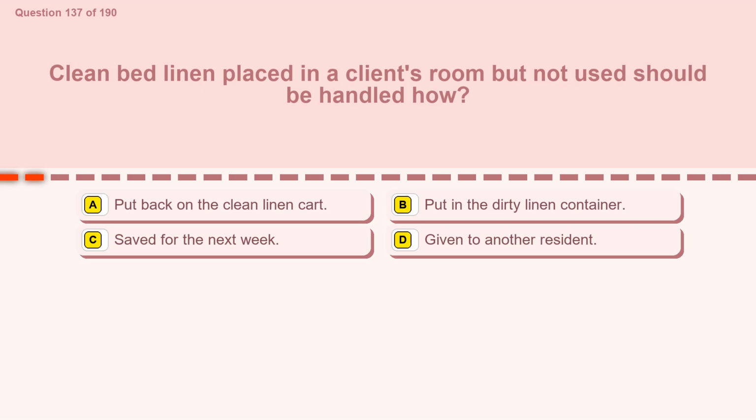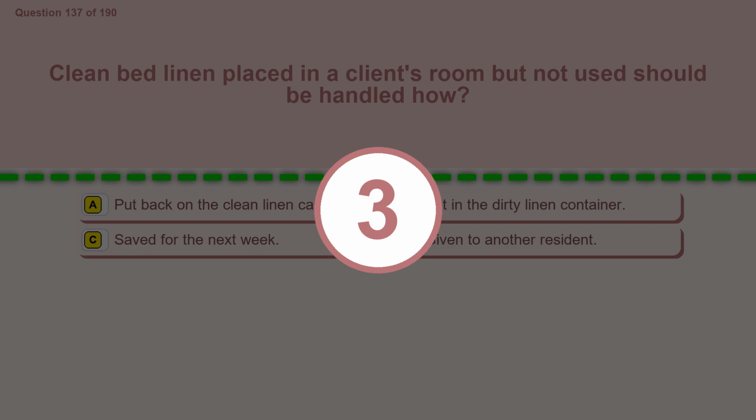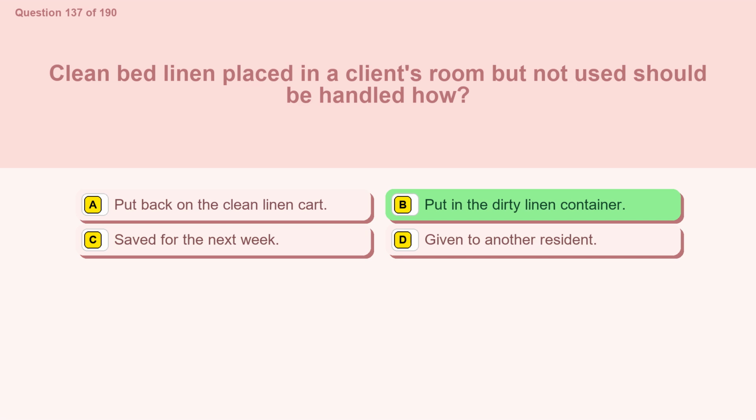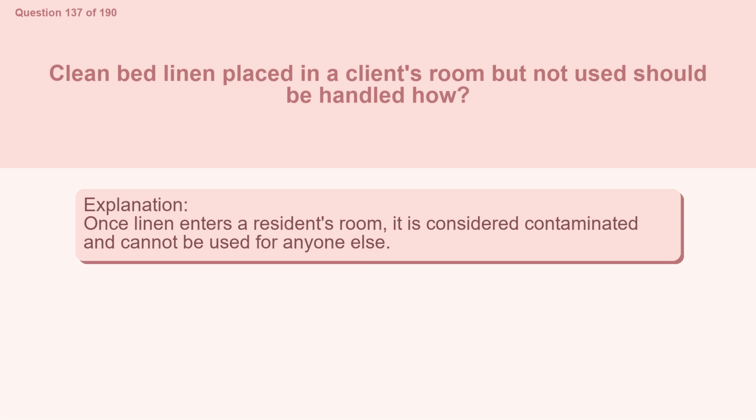Question 137. Clean bed linen placed in a client's room but not used should be handled how? Option A, put back on the clean linen cart. Option B, put in the dirty linen container. Option C, saved for the next week. Option D, given to another resident. The correct answer is option B, put in the dirty linen container. Once linen enters a resident's room, it is considered contaminated and cannot be used for anyone else.